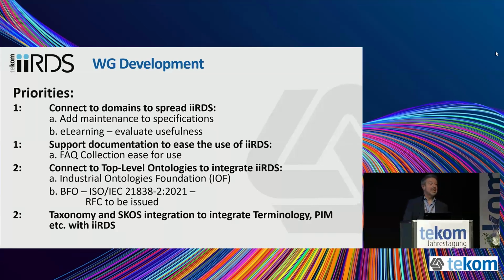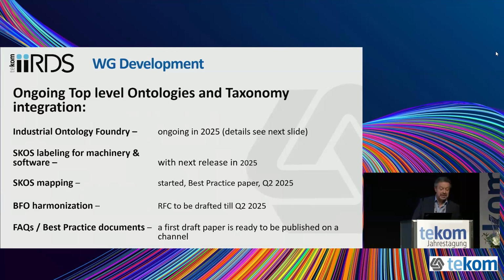And last but not least, we started with version 1.2 with a SKOS labeling of the iiRDS core classes. Now, the question was, can we extend iiRDS in that case, or can we create a mapping between iiRDS and SKOS in order to integrate taxonomies based on SKOS, as well as PIM, product information management systems based on SKOS? How did we do in that respect?